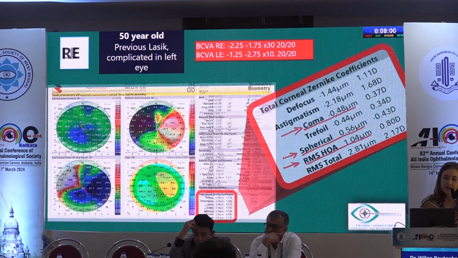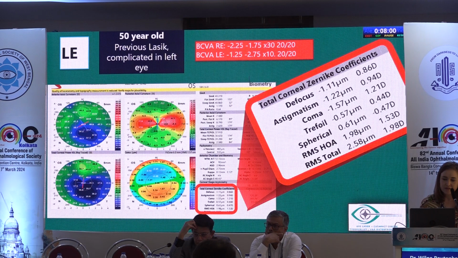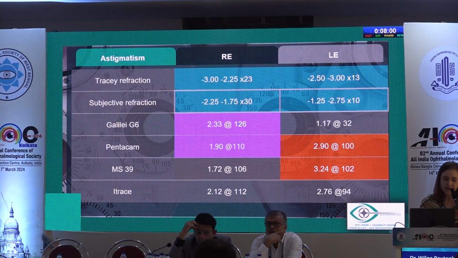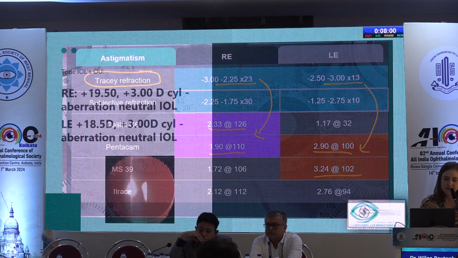coma on the right eye, and even on the left eye it looked worse, with higher order aberrations of almost 2 micrometers, spherical of 0.6 and coma of -1.57. So now the question is, what type of toric intraocular lens to implant, and we try to correlate the amount of astigmatism from the different devices, also with the Tracey and the subjective refraction amount of astigmatism.